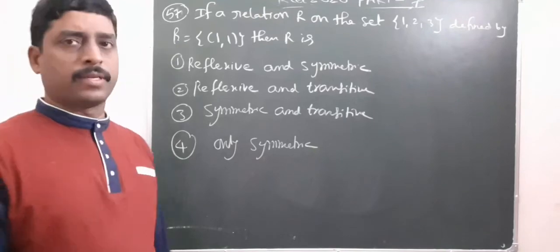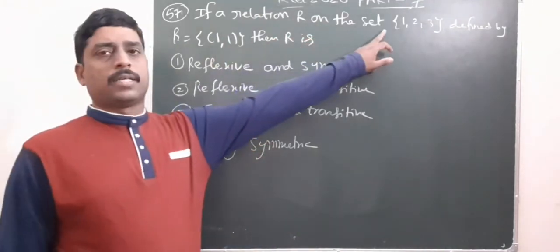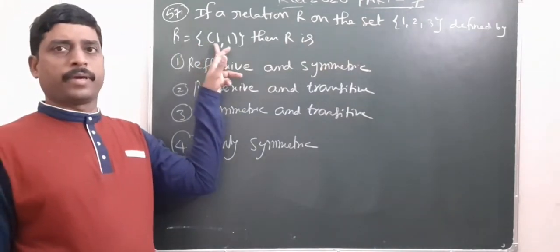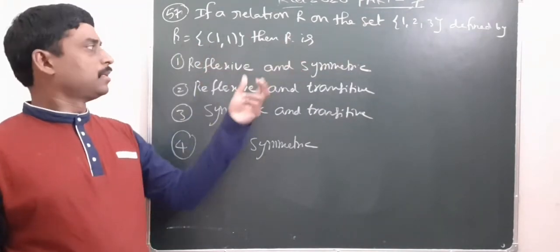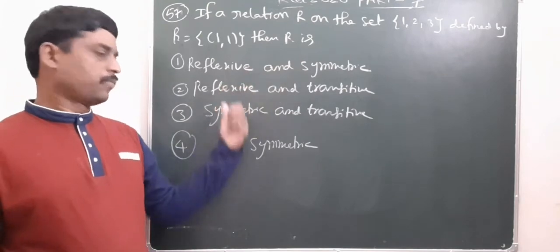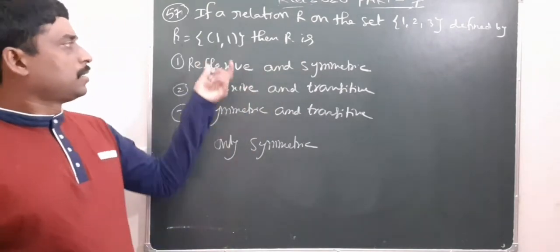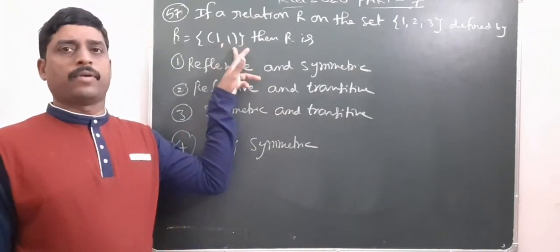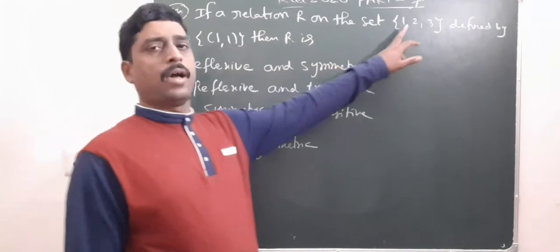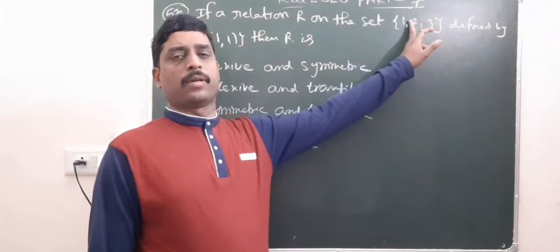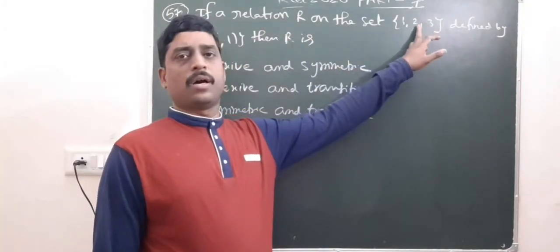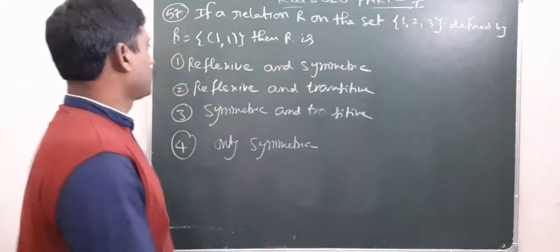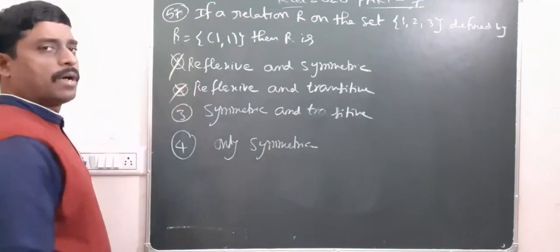Let us see question number 57. The set A contains 1, 2, 3 elements. R is equal to the set of ordered pairs (1, 1). Then R is reflexive? Four options are given. This is not reflexive because in this, (1, 1) belongs to R, but A has elements 1, 2, 3. So (1, 1) belongs to R, but (2, 2) and (3, 3) do not belong to R. So this is not reflexive. Option 1 and option 2 are wrong.